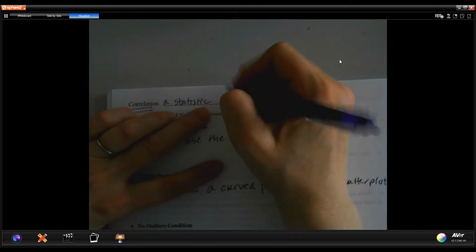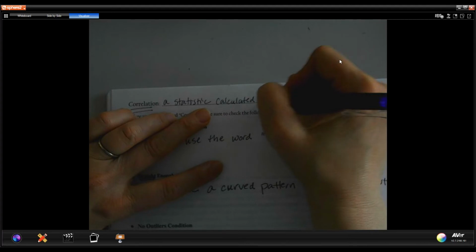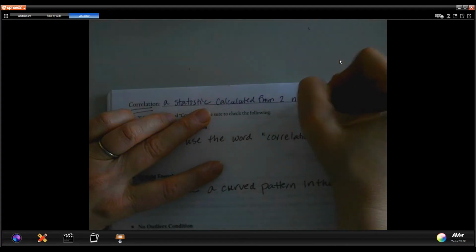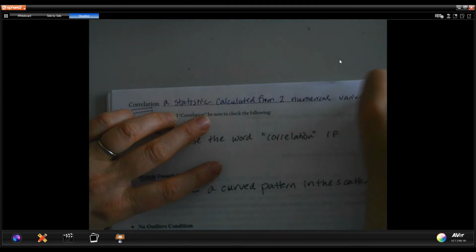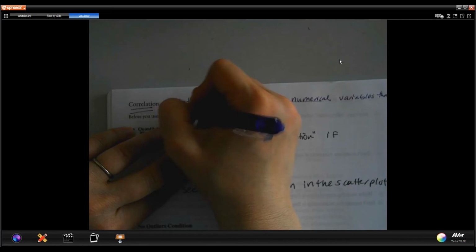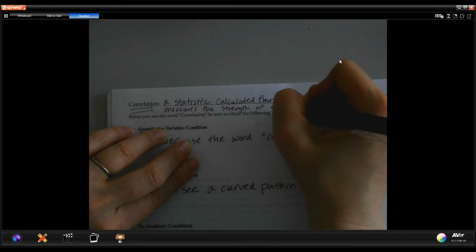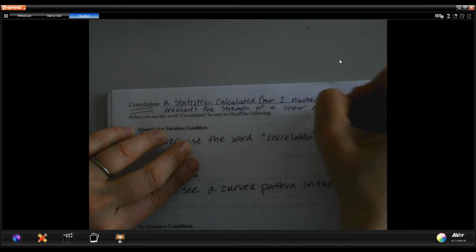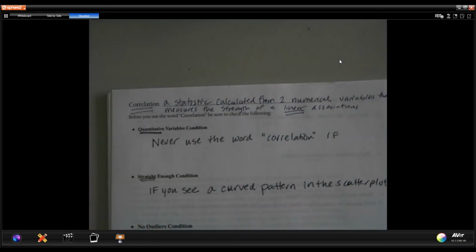All right, so I'm going to rewrite that. A statistic calculated from two numerical variables that measures the strength of a linear association. It only is used for linear associations.